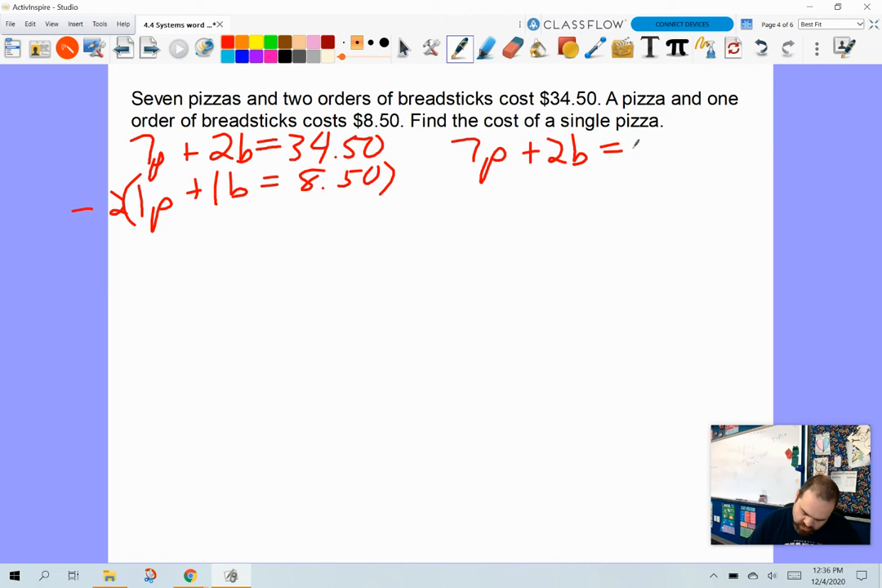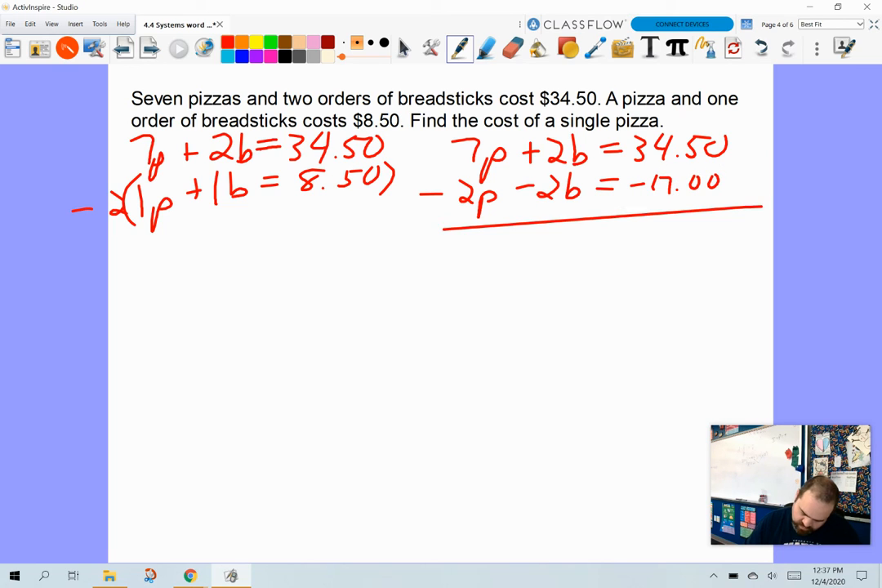Don't be afraid to use scratch paper for these. You kind of have to work them out by hand. There's really not a way to avoid that. So negative 2 times $8.50 is negative 17. So when I add those up, 5 pizzas is $17.50. So I've got a pizza to be $3.50. That's probably worse than Little Caesars pizza.